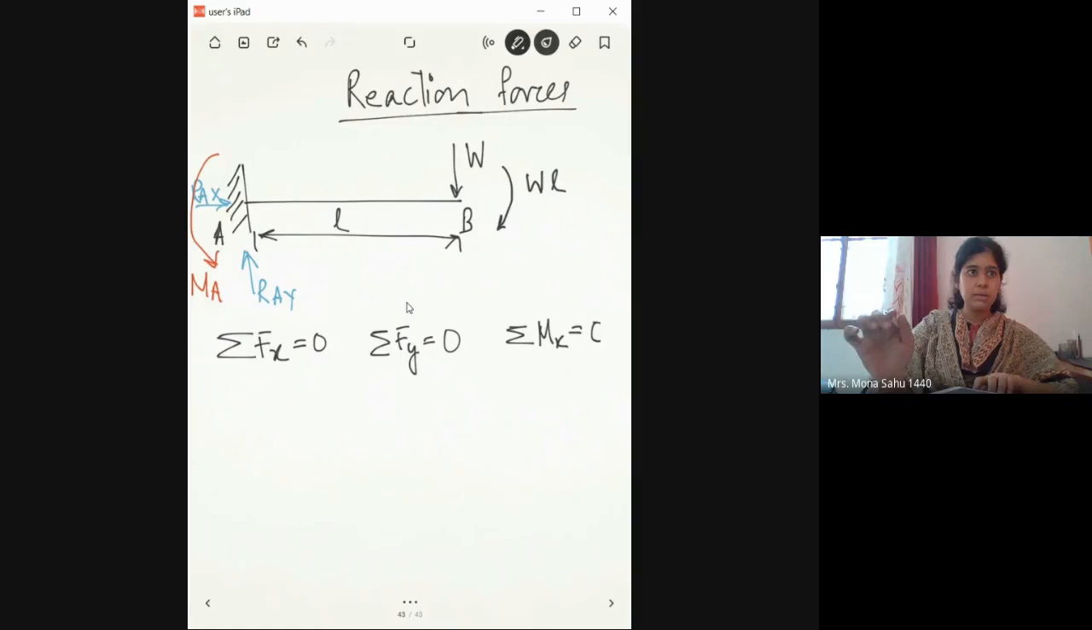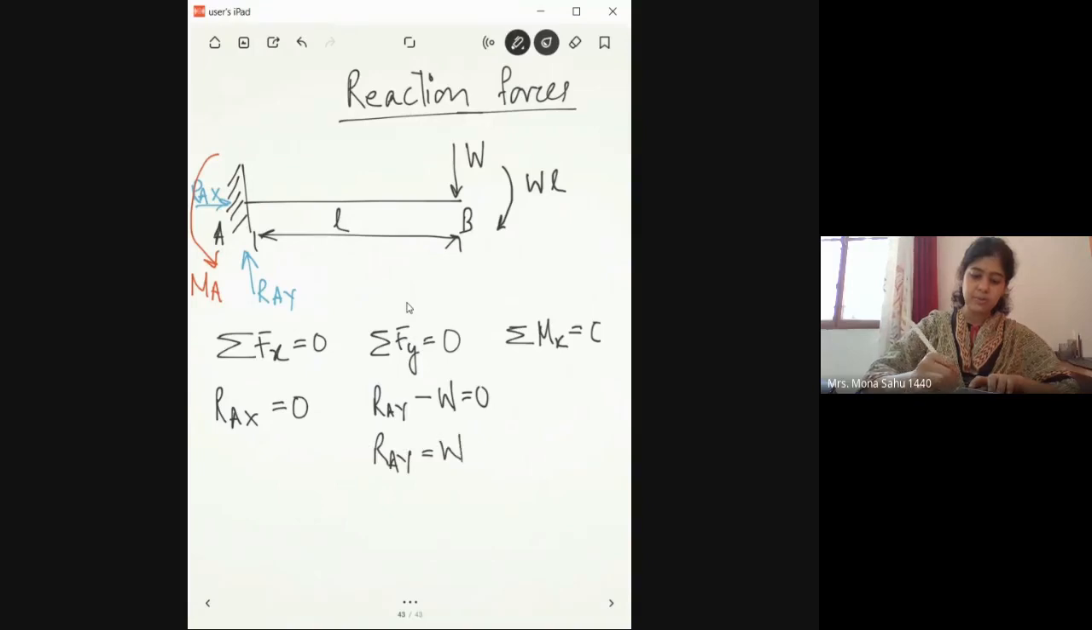Okay, clear? Okay, Fx. So you have only Rax in positive direction equal to 0. So we are assuming that the system is at equilibrium. What about Fy? What are the vertical forces you have? Ray, positive upward direction, minus W equal to 0. So what is the value of Ray? Equal to W. So this is your first reaction force that you have found out. This is the second reaction force that you have found.